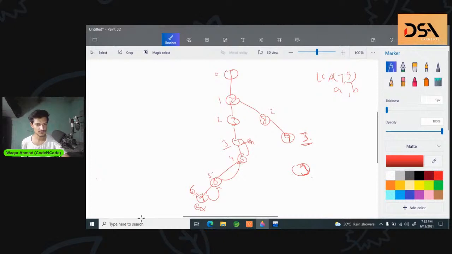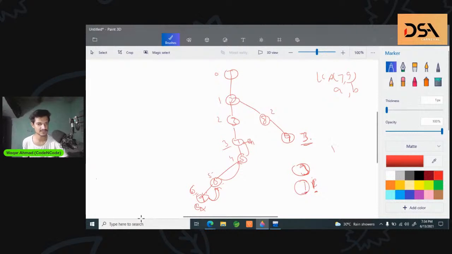So what you would do: 3 you can represent as binary 11. First you would make a jump of length 2 raised to power 0. Who is the 2 raised to power 0th parent of node 7? We already have an array because we have already stored that, as I explained just before. So I'll go to the 2 raised to power 0th parent, which is this. Now my A becomes this. This bit you have already covered, now you need to take care of the next bit.